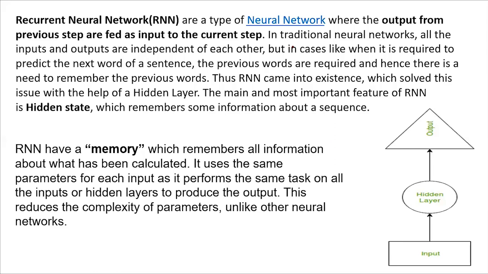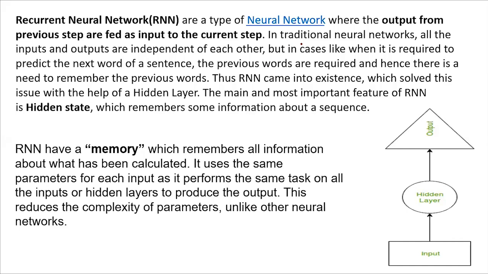Okay, cool. So if we are trying to predict sequential data, let's say predictions for the next sentence, then RNNs come into existence. We cannot use ANN and CNN over here because the input and output in ANN and CNN are independent. They are not interrelated.